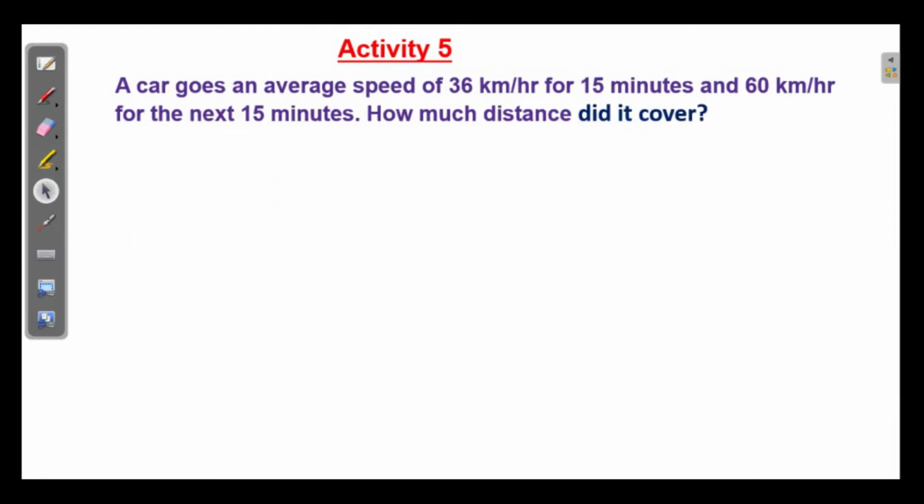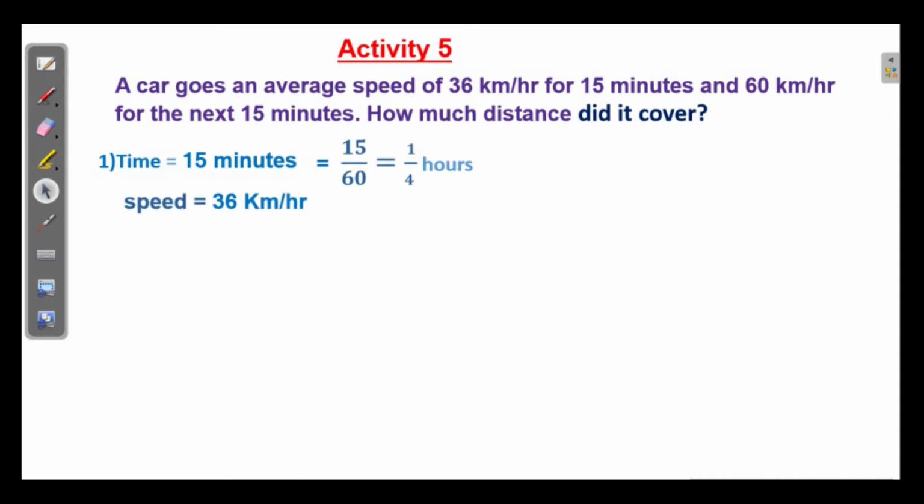Okay. A car goes an average speed of 36 km per hour for 15 minutes and 60 km per hour for the next 15 minutes. How much distance did it cover? Time is 15 minutes. The first 15 minutes it travels 36 km per hour. 15 minutes means, here it is kilometer per hour, the speed. So, we have to change this 15 minutes as in hours. That is 1 by 4 hours.